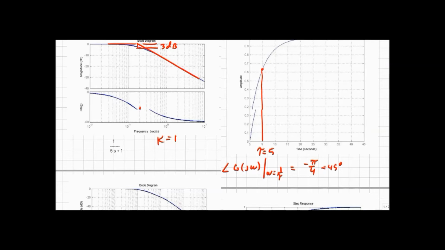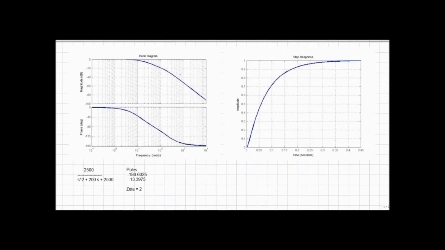Now here what I have is a second order system. There are 2 real poles. There's a pole out here at minus 186, a pole at minus 13. My zeta, or damping ratio, is 2 in this case, so it's well over damped. Now what's going to happen is this smaller magnitude pole has the highest time constant, so the one closest to the origin is going to dominate.